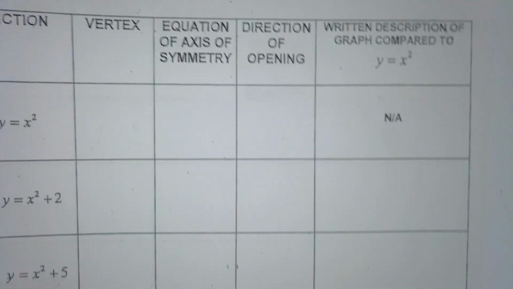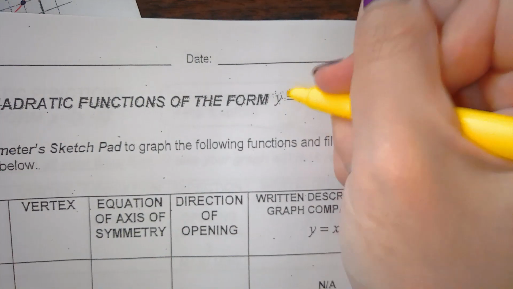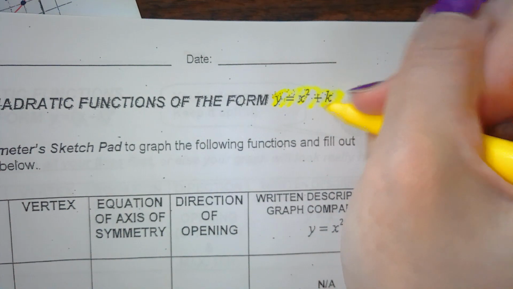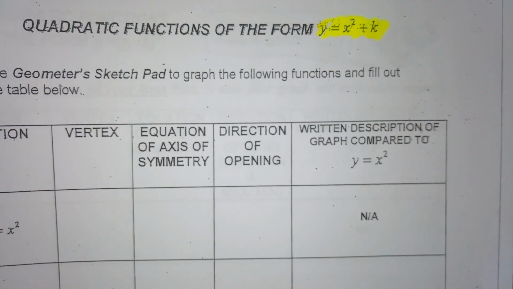Okay, so we're going to take a look at the first type right here. All right, y equals x squared plus k. So this is the first type.